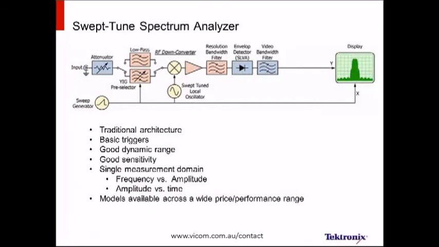So let's look at a swept-tune spectrum analyzer. Swept-tune spectrum analyzers have been around a long time. We call this a traditional architecture. In a swept-tune analyzer, we know that we have low frequency on the left, high frequency on the right, and power logarithmically on the y-axis. In general, we get good dynamic range and good sensitivity, but we have two measurements we can make. We can make frequency versus amplitude and amplitude versus time.